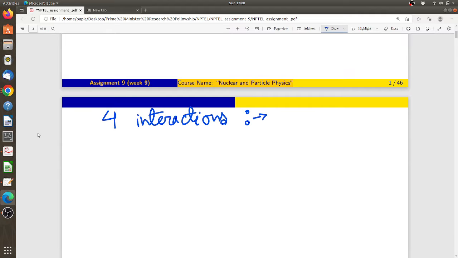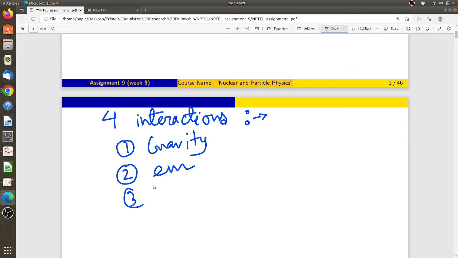Basically, as I already told you, four interactions are there in our nature. Obviously, all of this is known to all of you. The first one is gravity, which is very small, very less interactive, and the second one is EM, the third one is weak, and the fourth one is strong.